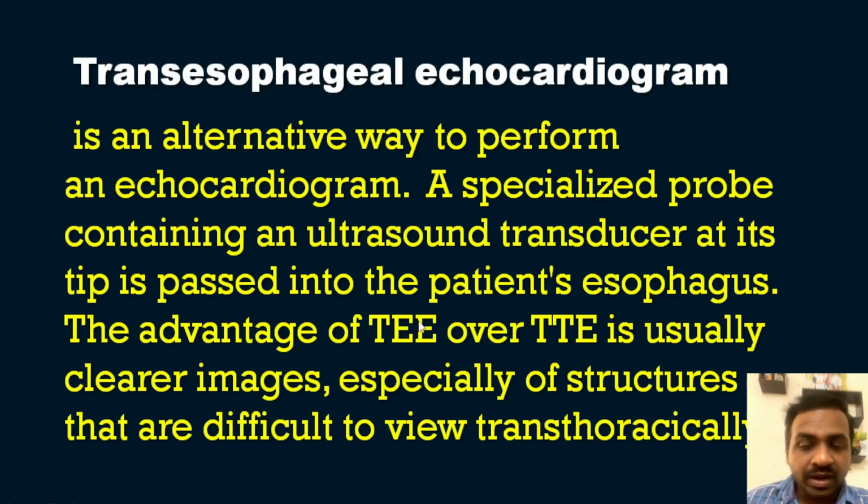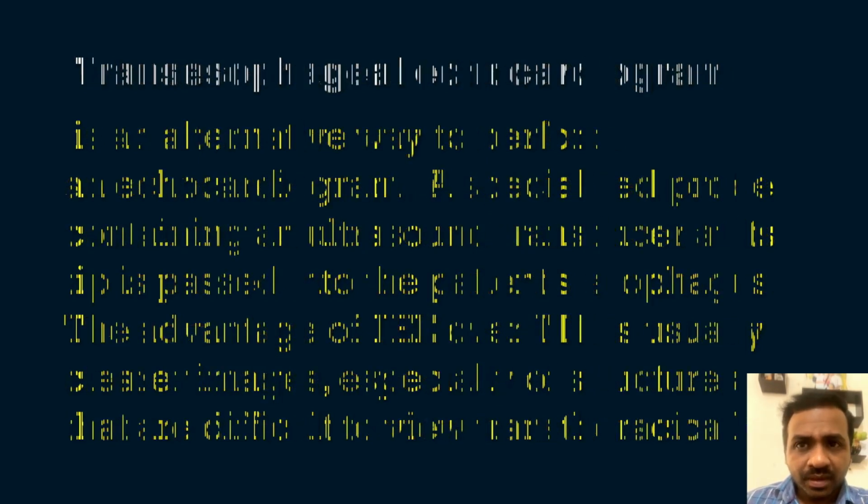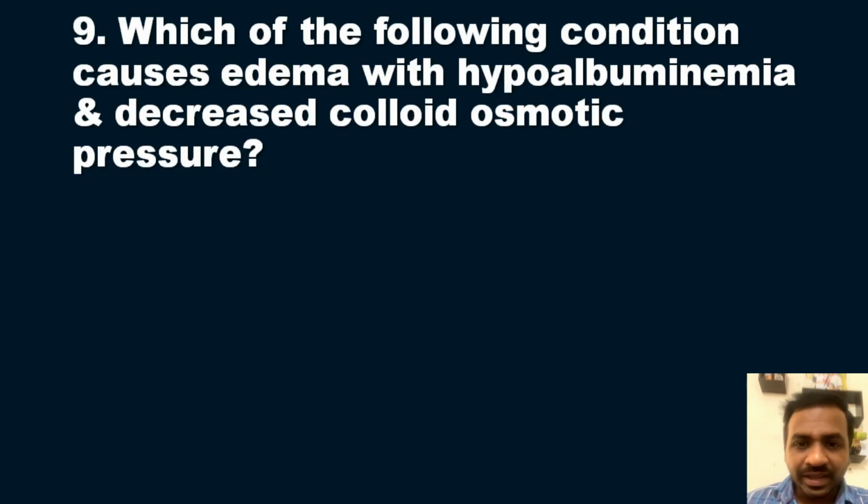transesophageal echocardiography over the transthoracic is that it usually gives clearer images, especially of the structures that are difficult to view transthoracically. So we will get a better, clearer view in transesophageal echocardiography than in transthoracic echocardiography. Okay, so that's the answer. Now we'll move on to the next question in the series.